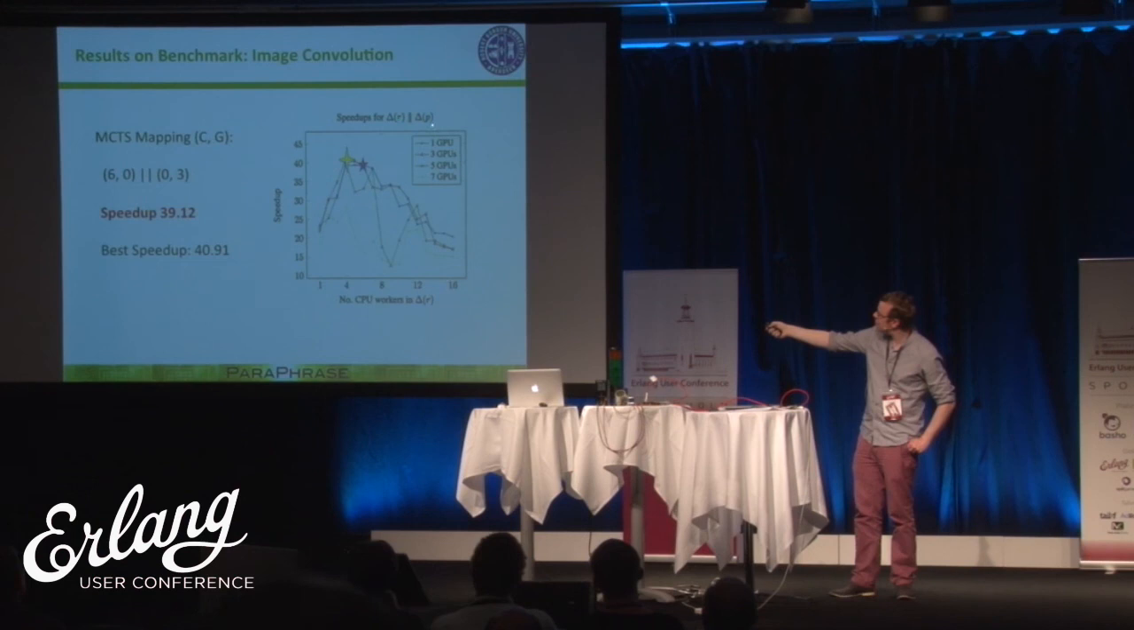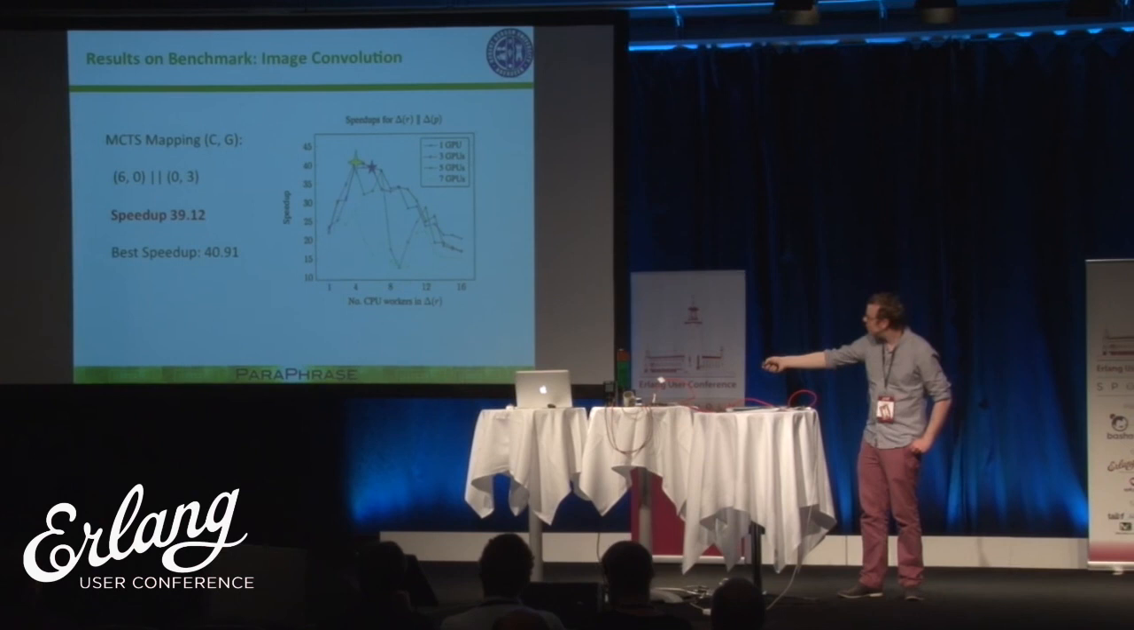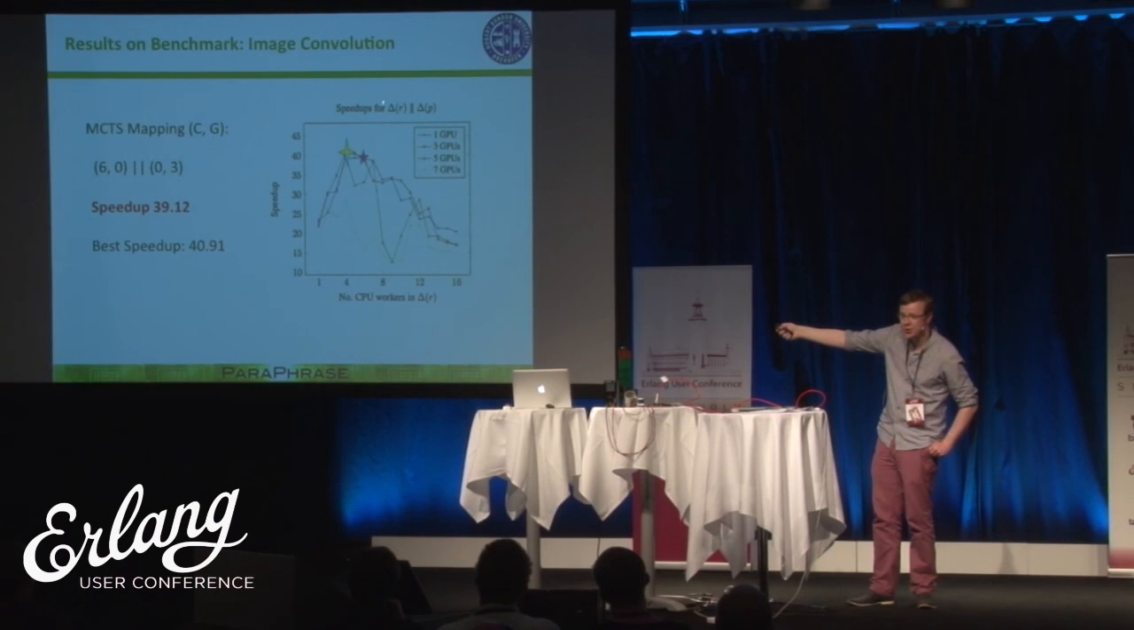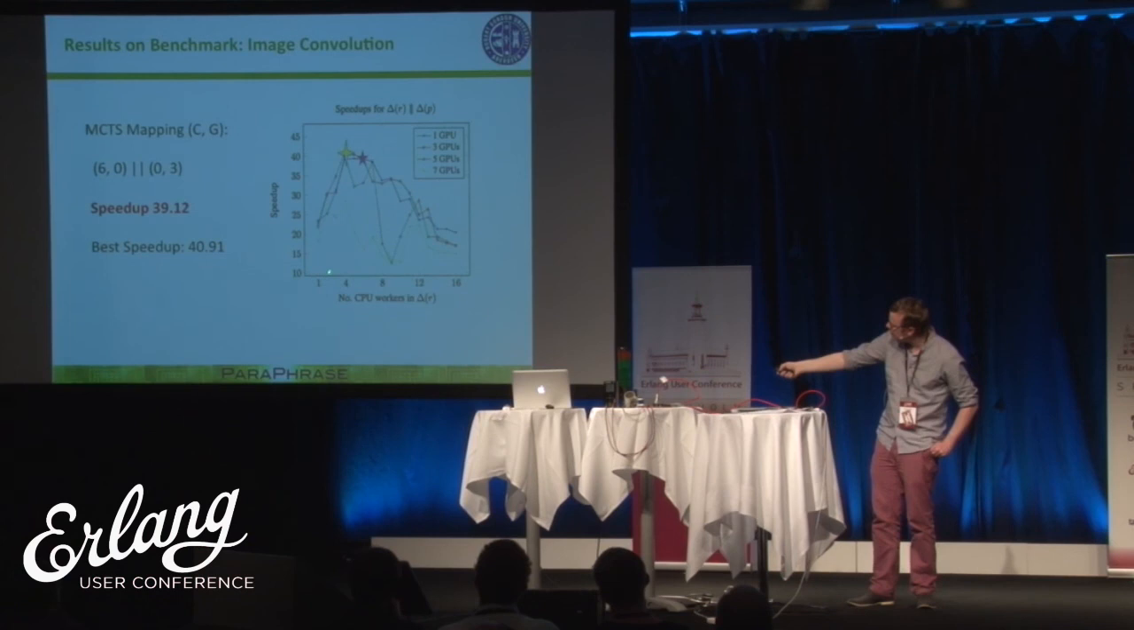So we have a pipeline with 2 stages, and each stage is a farm. What we have going along the bottom are the number of CPU workers only in the first stage. So what you can see here, this yellow point corresponds to 4 CPU workers for R, and because it's red, we have 3 GPU workers for P.